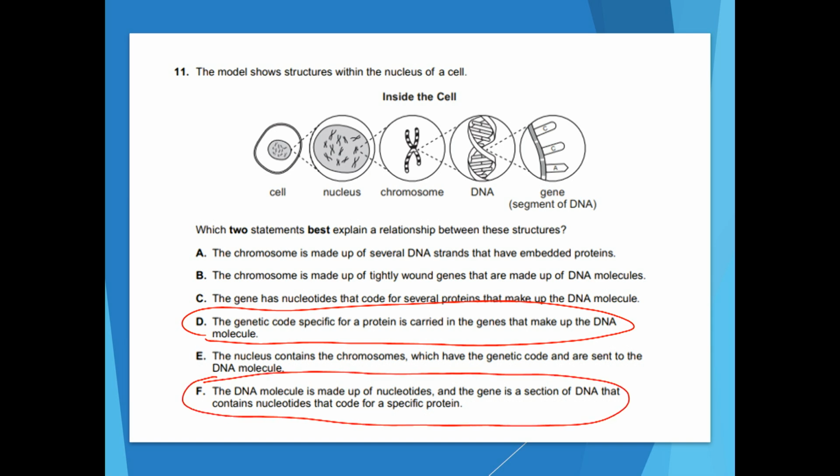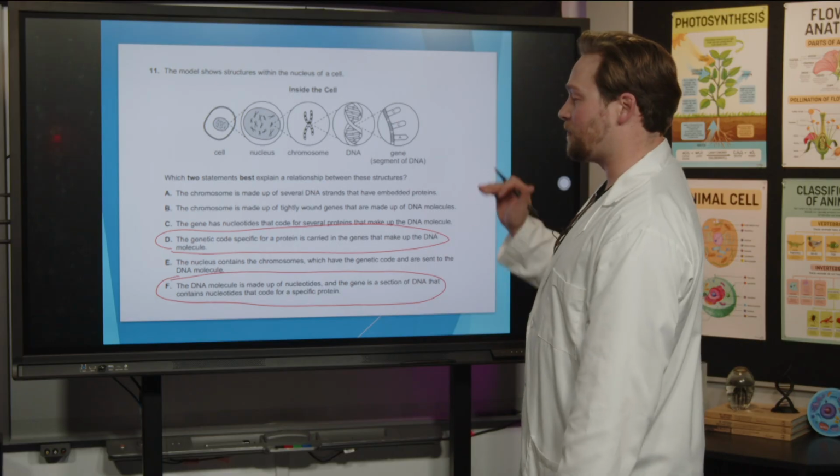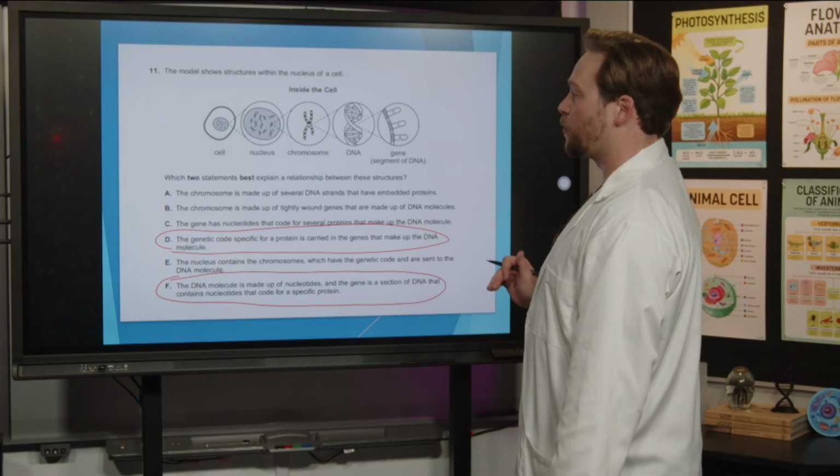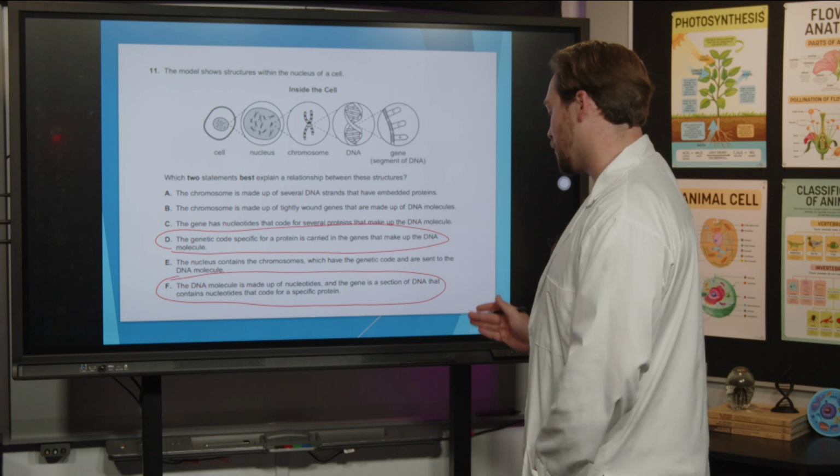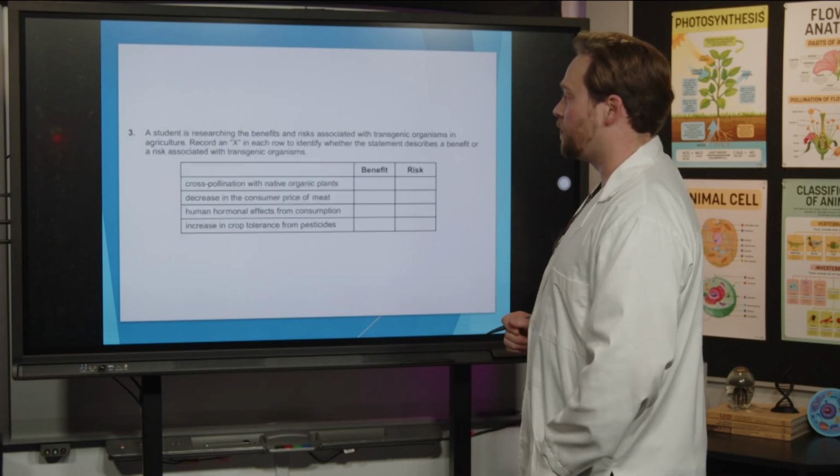This says the DNA molecule is made up of nucleotides, and the gene is a section of DNA that contains nucleotides that code for a specific protein. A lot of these answers are just using vocabulary words, and you need to be able to use them the correct way. D and F are the ones that are correct here. All the other ones aren't really using the vocabulary words in the right way. Okay, great. Let's move on to the next one.